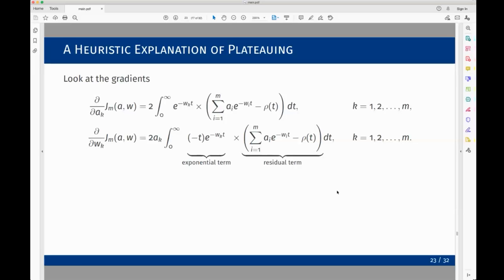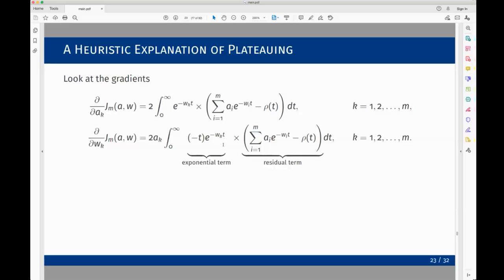Let's look at the gradient under this kind of loss function, with respect to a_k and w_k. These two gradients are very similar, so let's look at the second line only. The gradient is an integral over two terms. The first term is an exponential term, t times e to the power of minus w_k t.